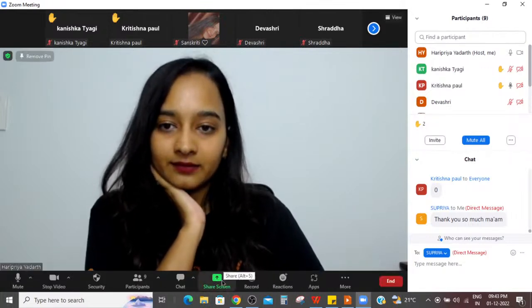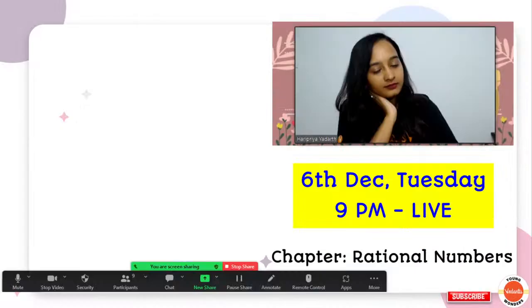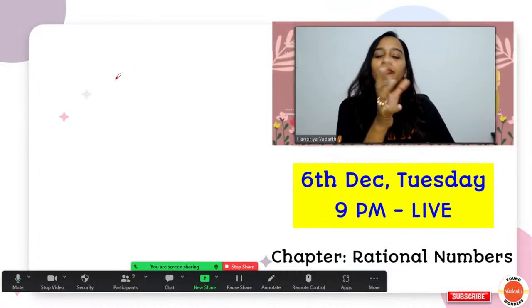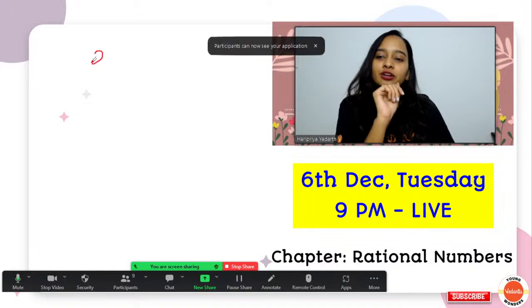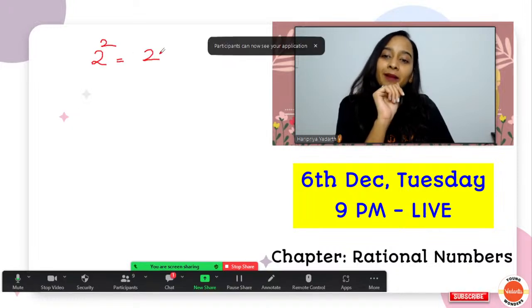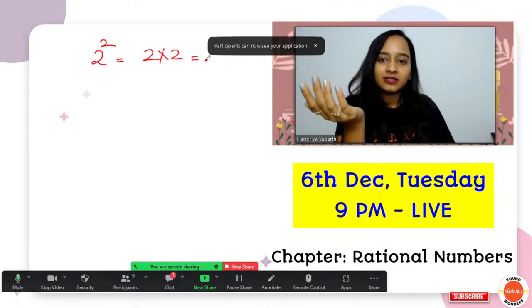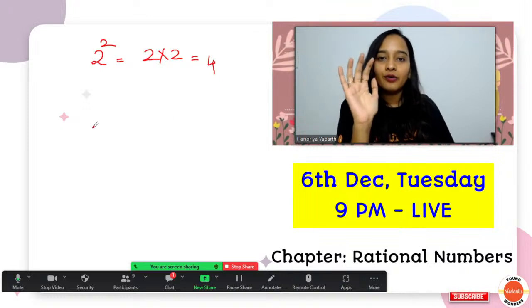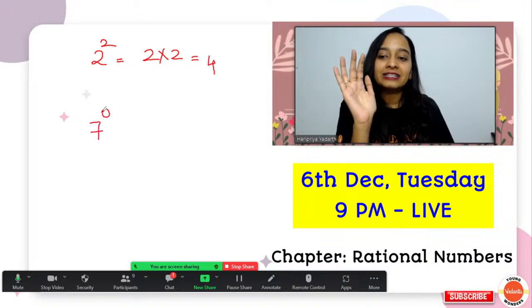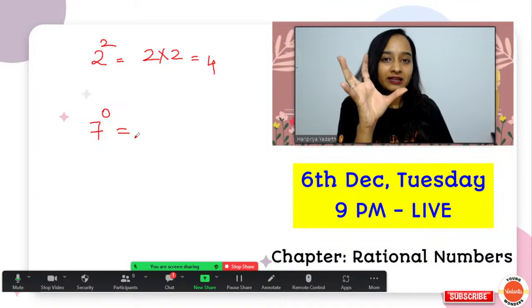Ma'am, why is a raised to the power 0 equal to 1? Because what is raised to the power something? Suppose you have 2 to the power 2. That means you are multiplying 2 two times. You're getting the answer as 4. Now, if I take a number and raise it to the power 0, what does that mean?